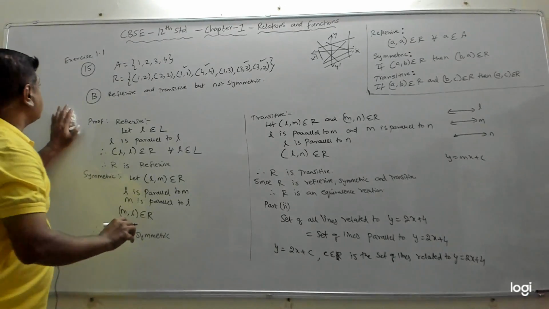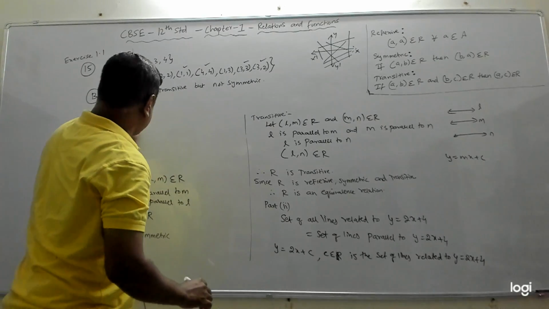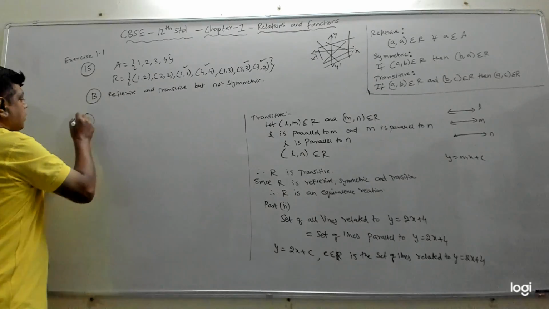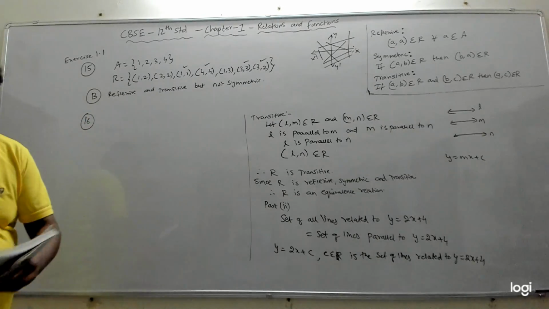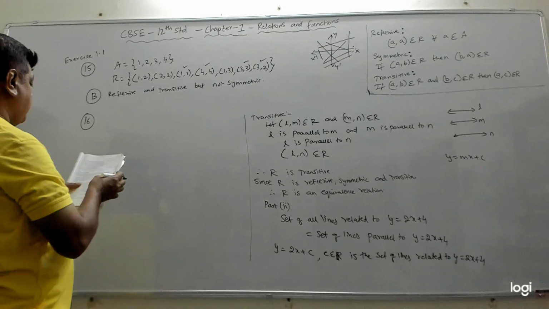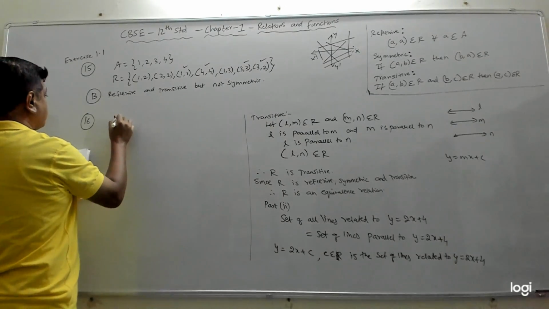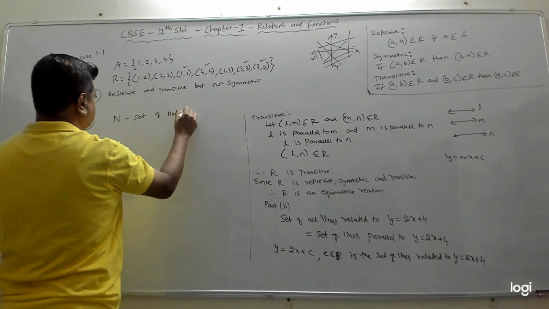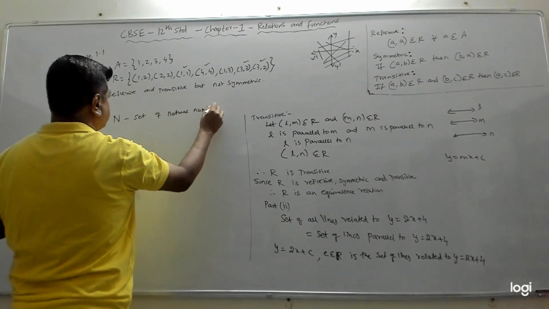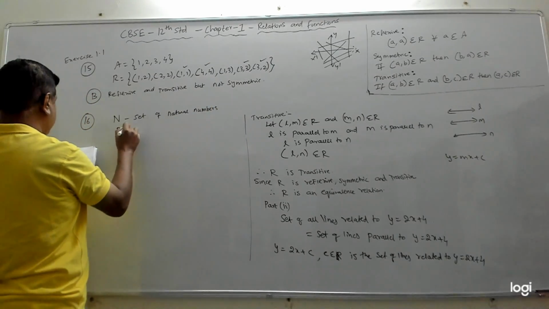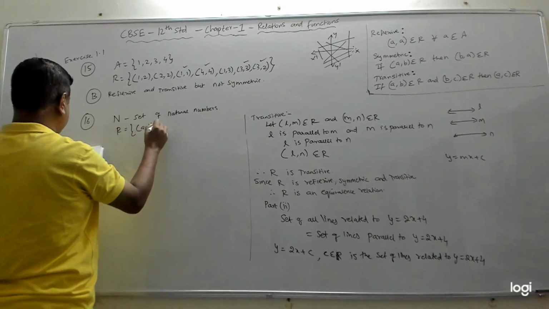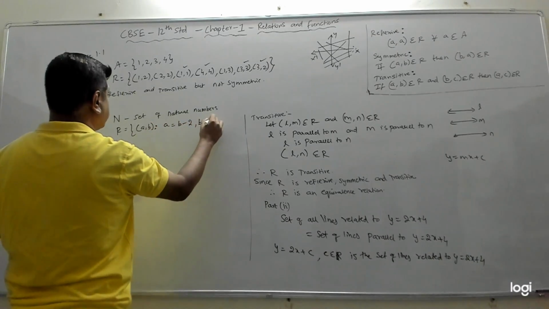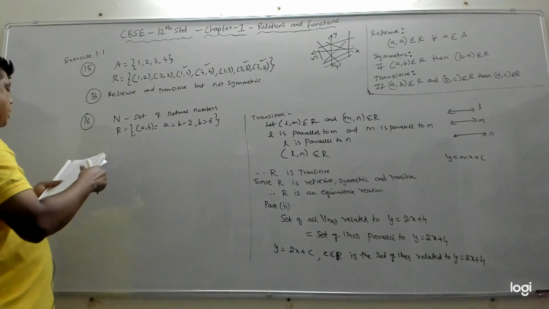Now the 16th problem, which is the last problem in this exercise. It says, let R be a relation in the set N, which is the set of all natural numbers, given by R equal to the set of all (a, b) such that a is equal to b minus 2, where b is greater than 6. Now we have to choose which element belongs to R.